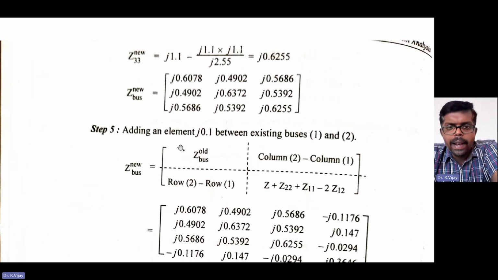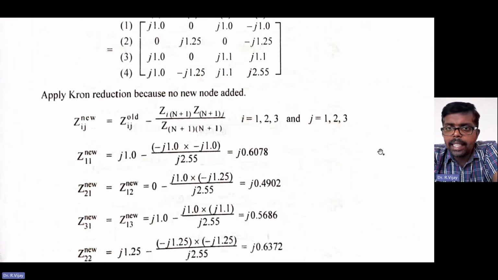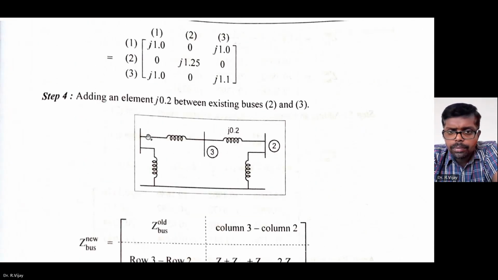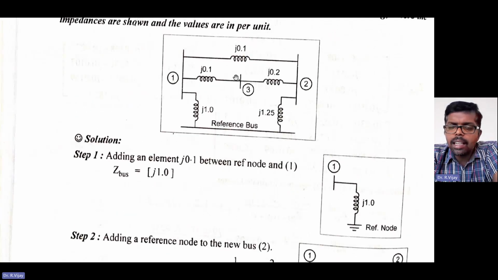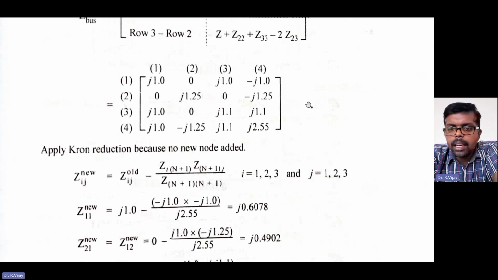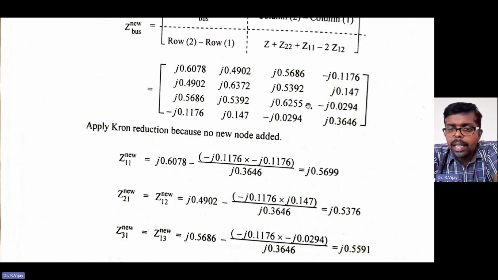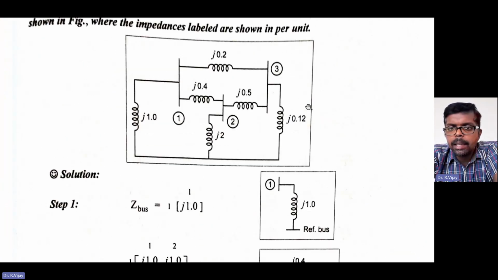Now, step number 5, adding the element j into 0.1 between the existing bus 1 and 2. Because now again, one more element is there, 1 to 2. Okay. So this problem is somewhat big, somewhat big means again one more element is also coming. So now these are two existing nodes, that is node 1 and 2. So how to add the element between the already existing node 1 and 2 is very simple.